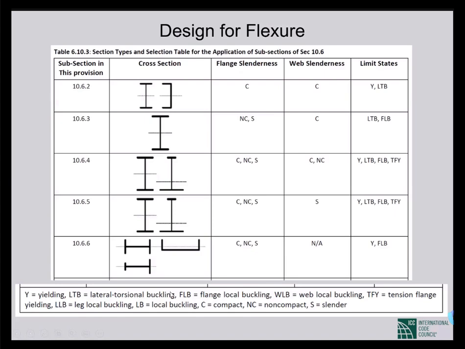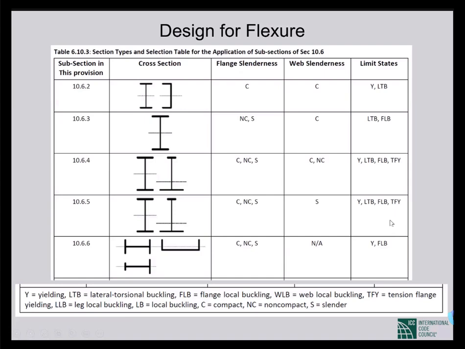So this is a list. From this list, we can identify which checks we are supposed to perform to calculate the capacity. There is no meaning, in this type of I section where the flange is slender or non-compact, to check for yield. We can easily do that, but there is no meaning. We will always get higher capacity, which will not govern. So from this table, it gives an indication of which checks we should perform to calculate the capacity.